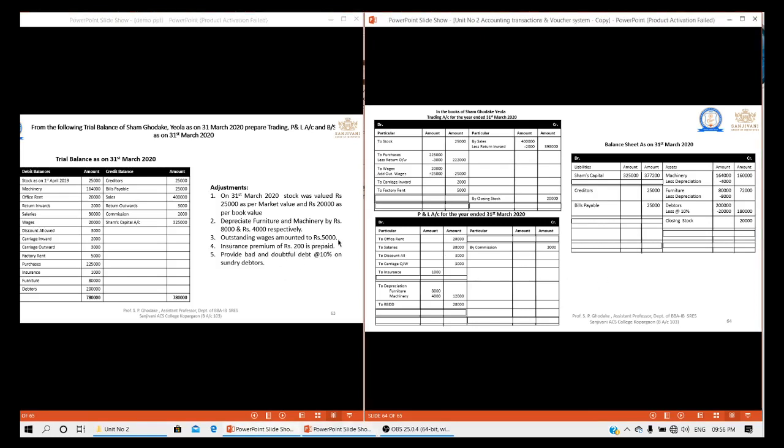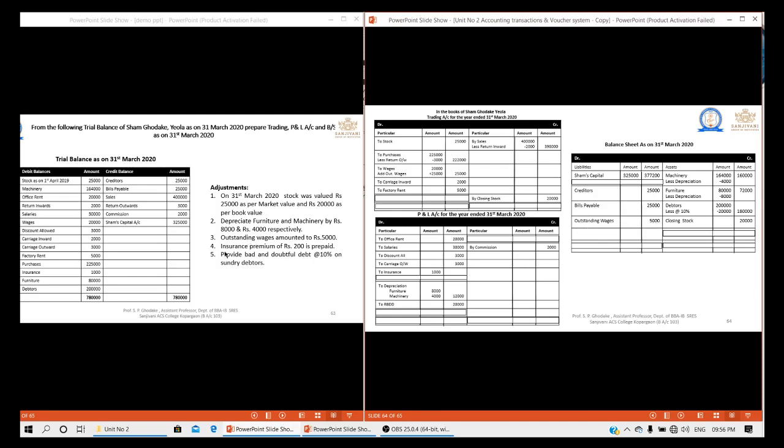Then the next adjustment is of the outstanding wages. Here the outstanding wages were added to the wages, and you will get 20,000 plus here 5,000 will be there. By mistake it is 25,000, but in the outer you will see 25,000. So 20,000 plus 5,000, 25,000, and then the second effect of this will be at the liability side of the balance sheet, where outstanding wages 5,000 were written.